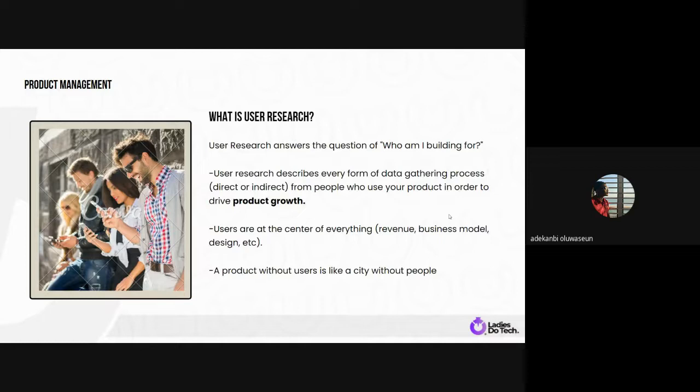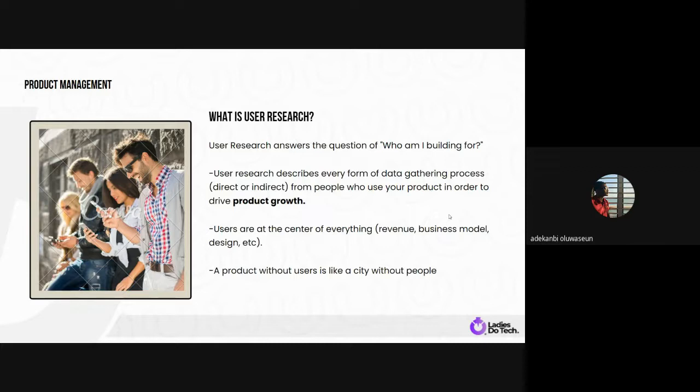I define user research as every form of data gathering. It could be direct, that is directly engaging the customer, or it could be indirect, doing this for people who use your product. And then, why are you doing user research?